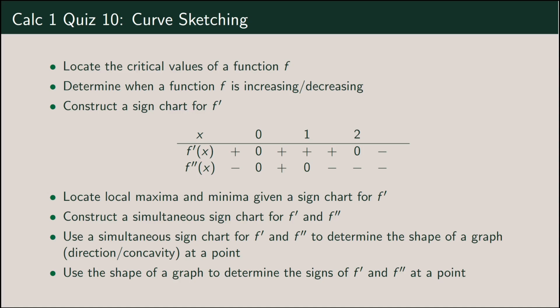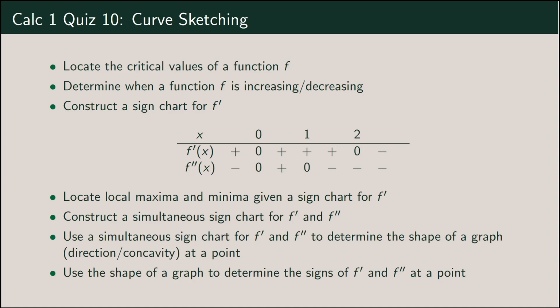Construct a sign chart for f prime. A sign chart looks something like this and keeps track of where on the number line a function or its first or second derivatives are positive, negative, 0, or undefined. Locate local maxima and minima given a sign chart for f prime. Here I've broken the single goal of locating maxima and minima of a function using the first derivative test into first constructing a sign chart and then interpreting it.